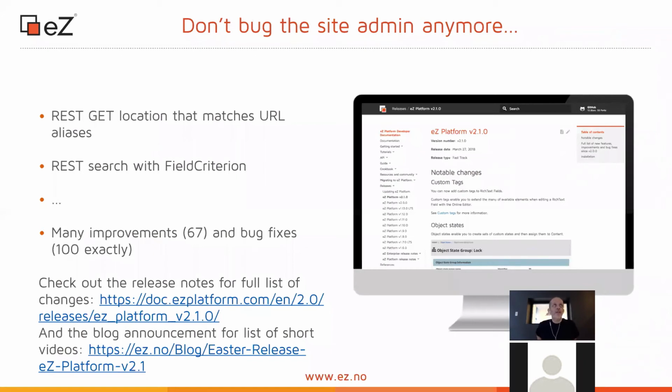It's a fast track release, so it's quite a constant pace of fixing bugs in the system, which is normal for 2.0. And there's also many improvements, 67. I invite you to go to the documentation to get the full list of the changes. And I also invite you to go to the Easter release Easy Platform blog post, where you will get small video of all the features if you want to watch them again.